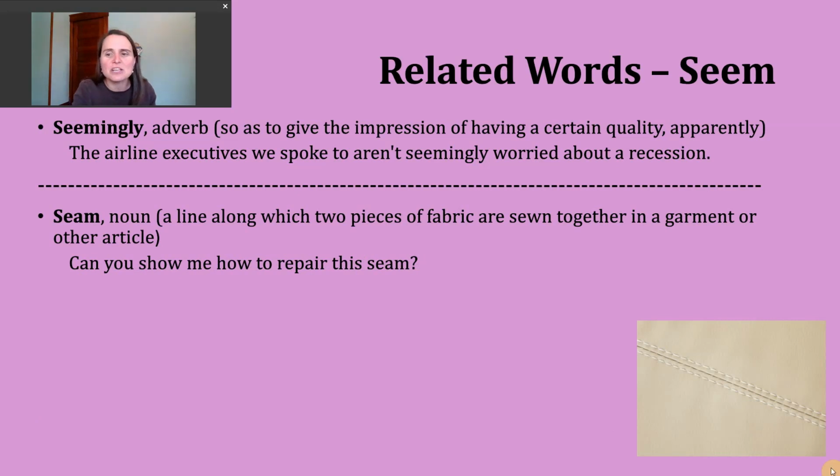So to help us, I've included a little picture here, right? And I feel like this might have been from the inside of a car, right? The upholstery, the material you might see on the seat of a car, right? And you can see these little stitch marks joining the two pieces of fabric together. So, an example of how you might hear this word in a sentence would be, can you show me how to repair this seam, right?